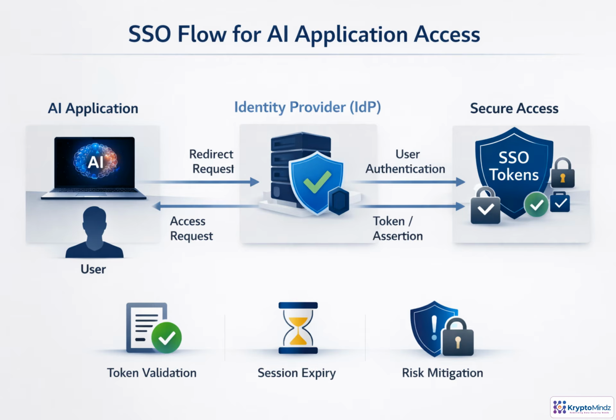When a user opens an AI application, the app should not handle passwords directly. Instead, it redirects the user to the identity provider, where MFA, device checks, and conditional access are enforced. If authentication succeeds, the IDP returns a signed token or assertion using SAML, OAuth2, or OpenID Connect. The AI app then validates that token, creates a time-limited session, and rejects unsigned or untrusted claims.